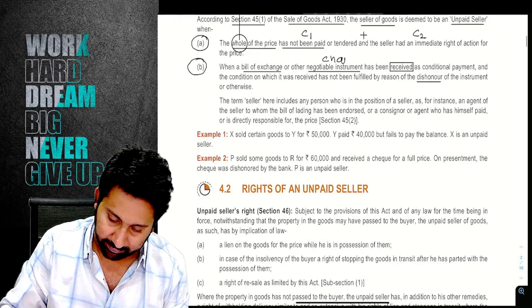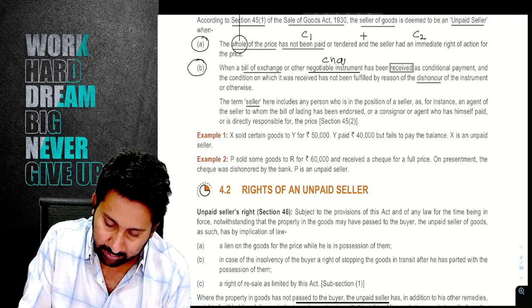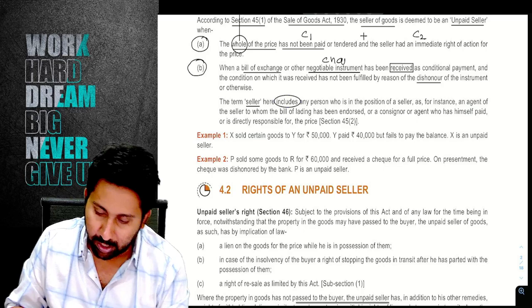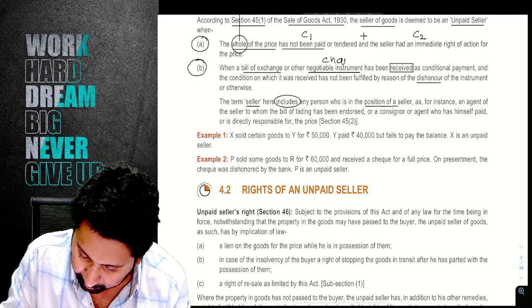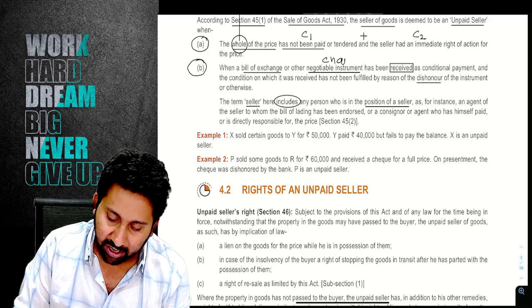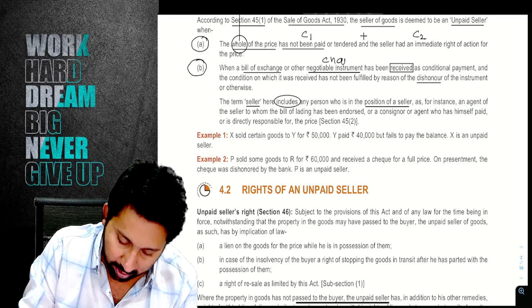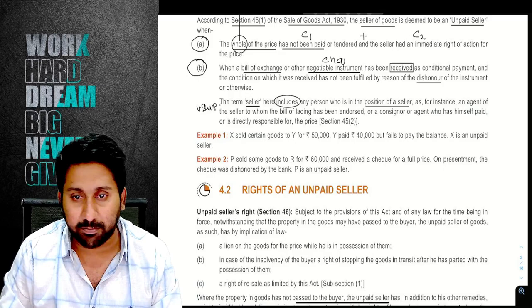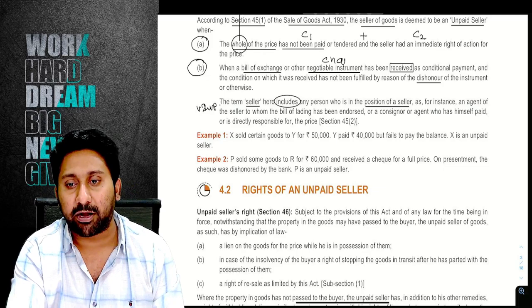The term seller here includes any person who is in the position of a seller. As for instance, an agent of the seller to whom a bill of lading has been endorsed, or a consignor or agent who has himself paid or is directly responsible for the price. Section 45, subsection number 2. Mark it, very important, because if you don't understand that statement, that only will come in the examination. What confuses us is more important for the exams. Clear?